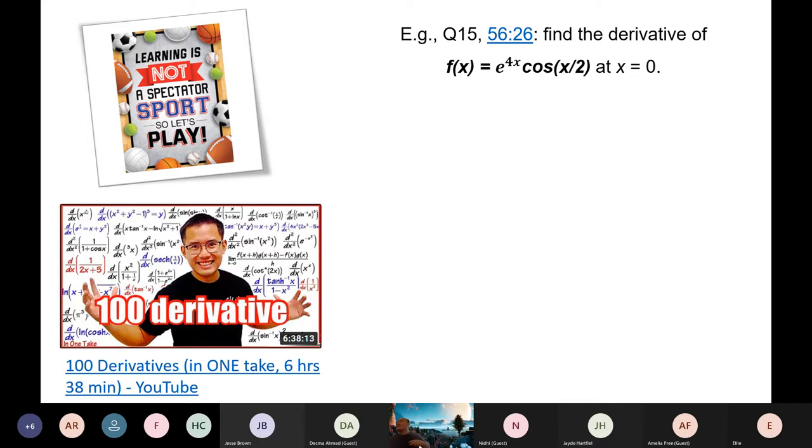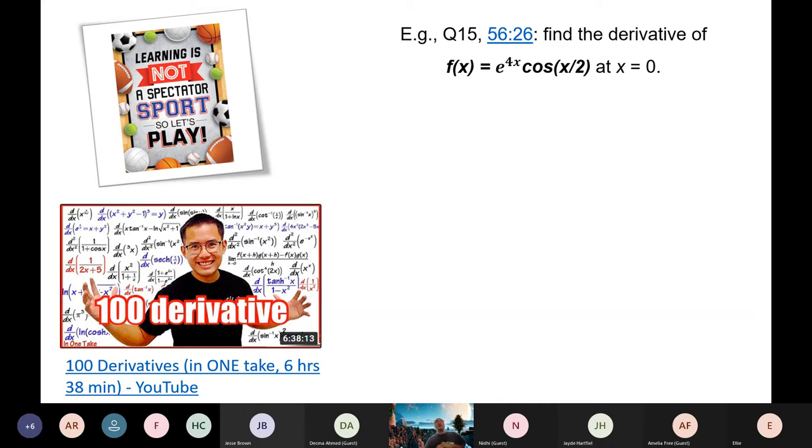So the original function is e to the power of 4x times cosine of x over 2. And we want to calculate the derivative at the point x equals 0. So first of all, we have to find the derivative of the original function and then substitute x equals 0 into the derivative function. So how do we do this one?